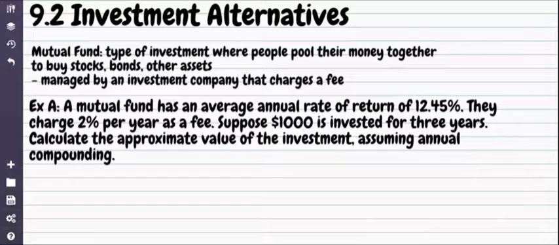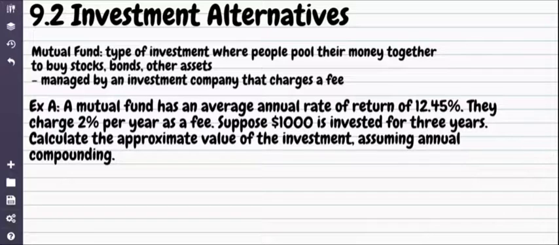We are talking about 9.2 today, investment alternatives. There are quite a few investment alternatives that exist in the world. We're only going to talk about two today. We have to think about the kind of risks and rewards that you want when you are doing an investment. So this is a little bit of an investigation of that, okay?